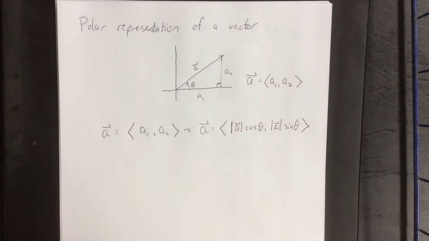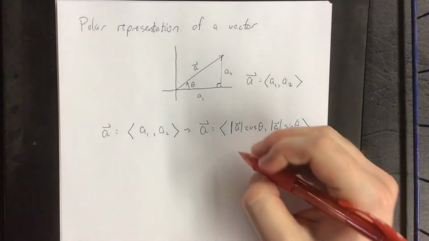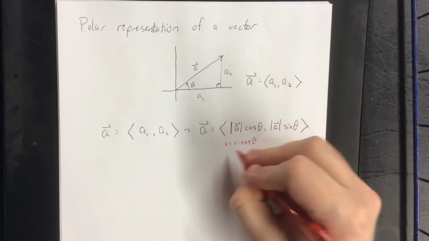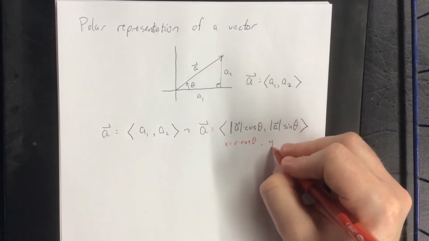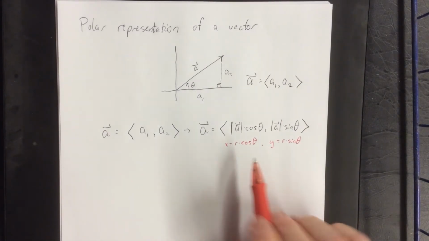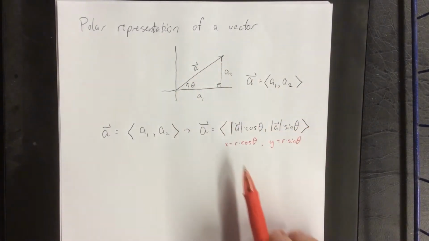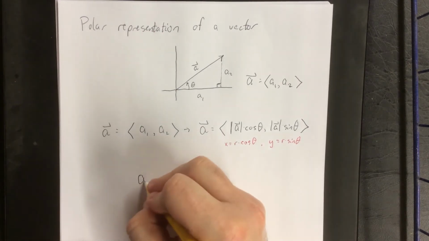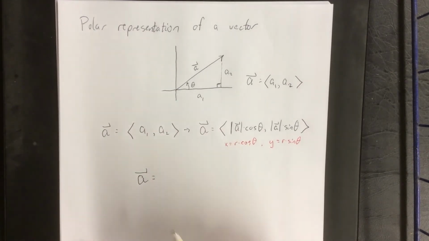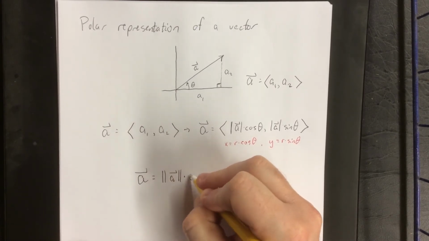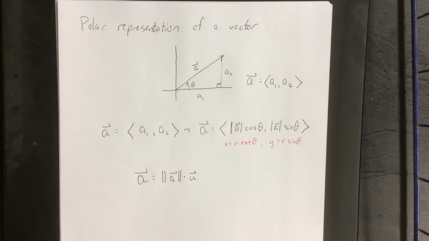The thing that this gives rise to, for those that are paying really close attention, is that this looks an awful lot like x is equal to r times the cosine of theta, x because it's the horizontal component, and this looks an awful lot like y equals r times the sine of theta, where r is the length of the hypotenuse, or in this case, the magnitude of the vector. This gives rise to what we call the polar representation of a vector. So A is equal to the magnitude of A times the direction vector associated with A. We'll call that U for a unit vector.